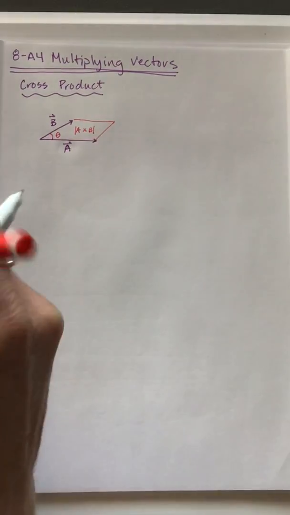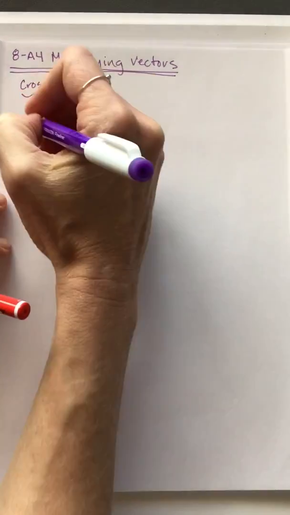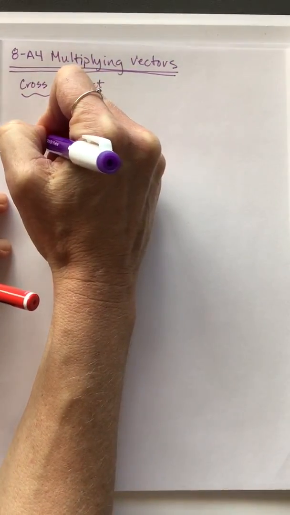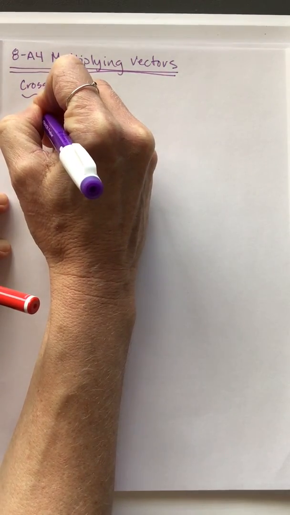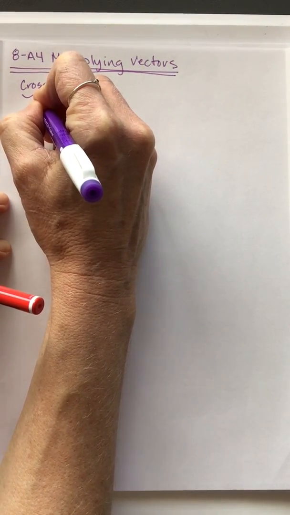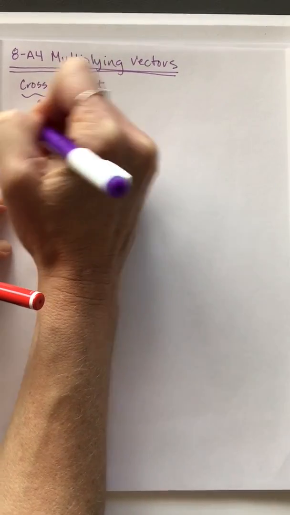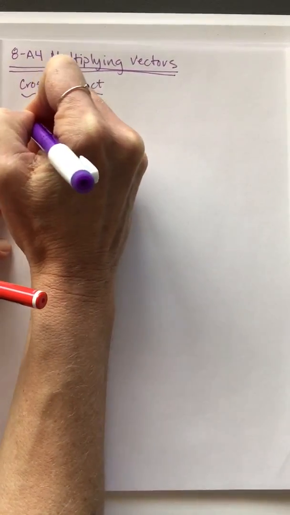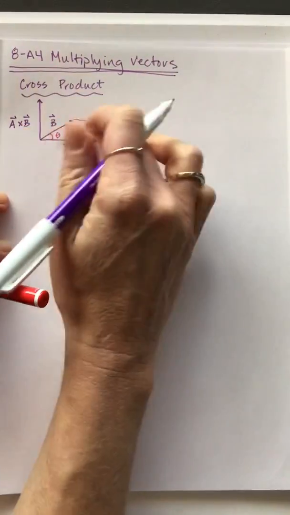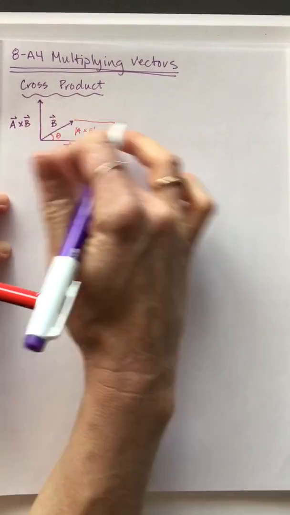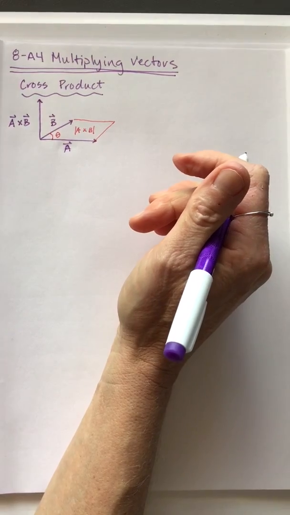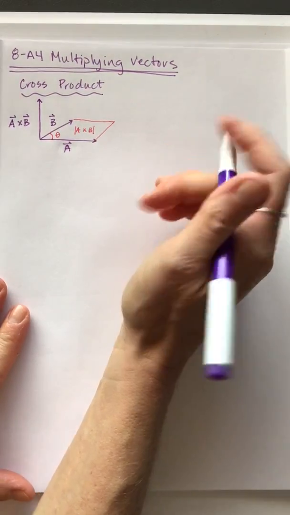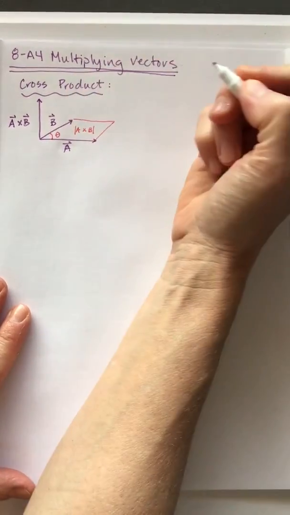And then, it's kind of cool, it comes up out of the paper. So it has a totally new direction. So this vector here becomes A cross B, and it is perpendicular to the plane of A and B. Okay, so you can find it 2 different ways.